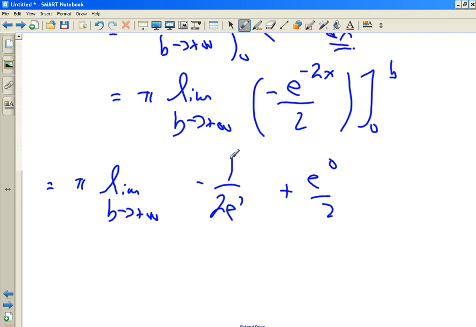1 over 2 e to the 2b. So e to the 2b gets huge as b gets huge, and this is 1 over humongous, which is basically going to 0. So this limit is what? 1/2 times pi is pi over 2. All right? So pi over 2 is about 1.57 something, so that volume is finite. If the units started out in inches, that's in cubic inches, let's say. All right? Okay, let's try another one.